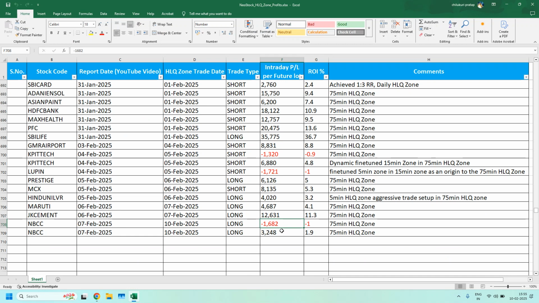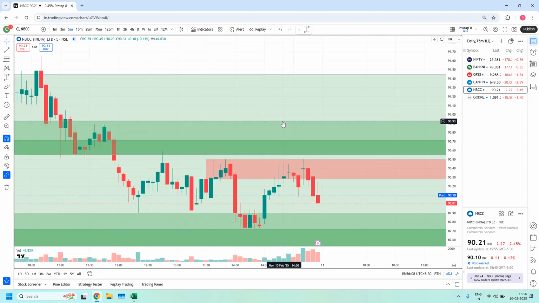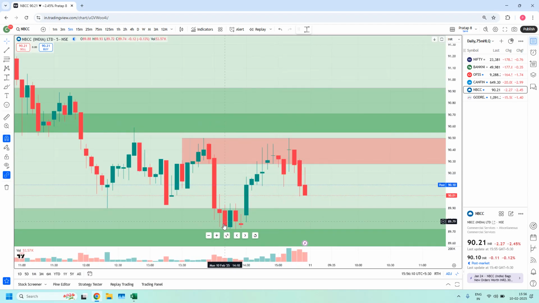NBCC has given 1,682 rupees loss, which is 1% negative ROI. On your investment, we lost 1% of our money. Okay, that is acceptable, because the maximum acceptable is up to 2%. We got only half of that loss. Okay, after that again finally what happened? Prices reached this second fine-tuned 5-minute zone.